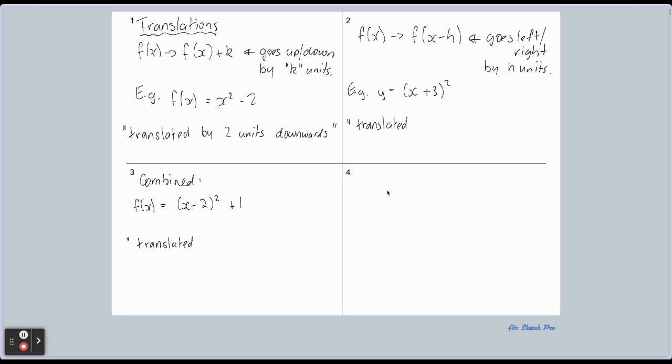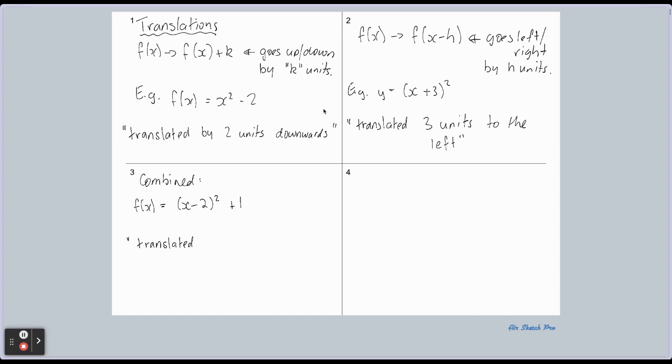Okay, let's have a look at the next one, which is f of x goes to f of x minus h. Now, this is a transformation of the x coordinate. Okay, so f is fine, but the x coordinate is now being transformed, and it goes left or right by h units. So if we had y equals x plus 3 all squared, we would say that has been translated 3 units. And if you remember, the minus made it go to the right, so the plus will make it go to the left. 3 units to the left. And that's how you would write it. This function has been translated 3 units to the left.